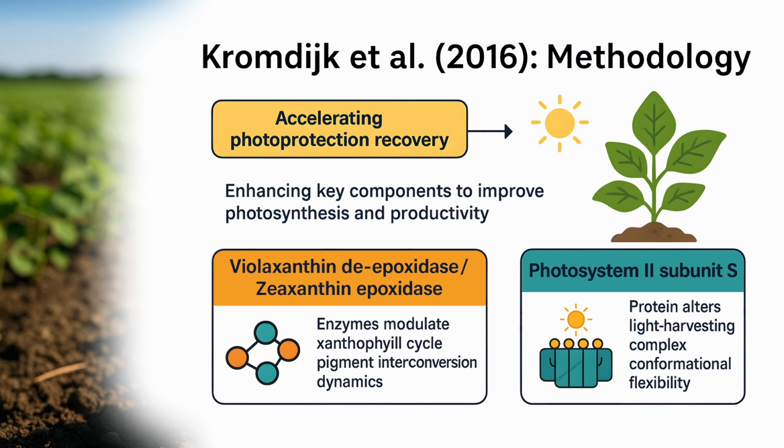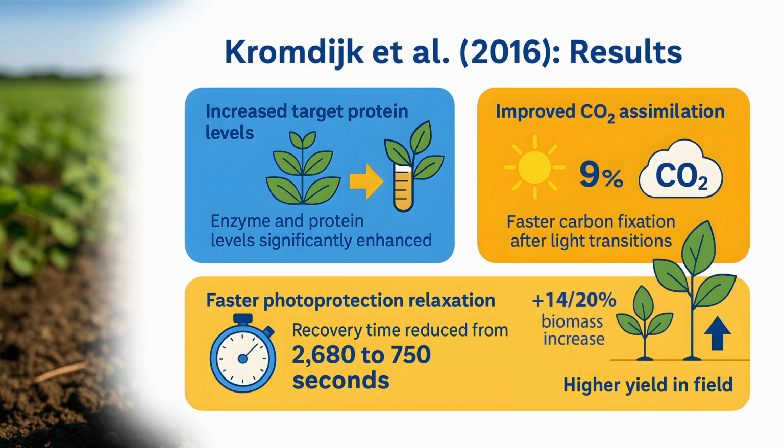light harvesting complexes. Specifically, they introduced into tobacco plants the genes for the enzymes violaxanthin deepoxidase and zeaxanthin epoxidase, along with the gene for the photosystem II subunit S protein, all derived from Arabidopsis thaliana. This was intended to accelerate both the induction and relaxation phases of photoprotective energy dissipation.